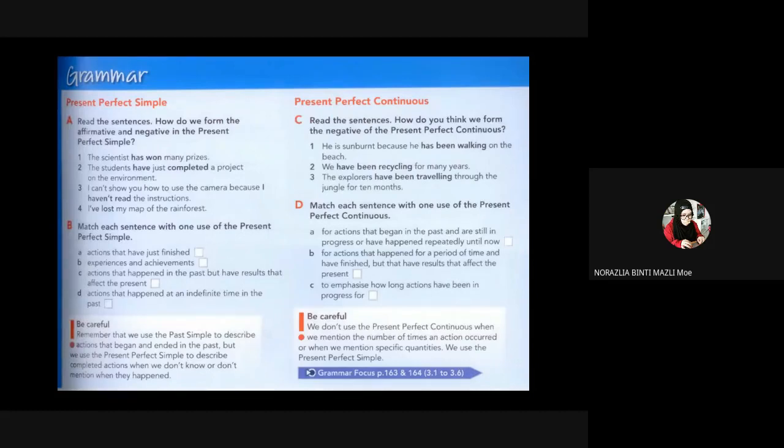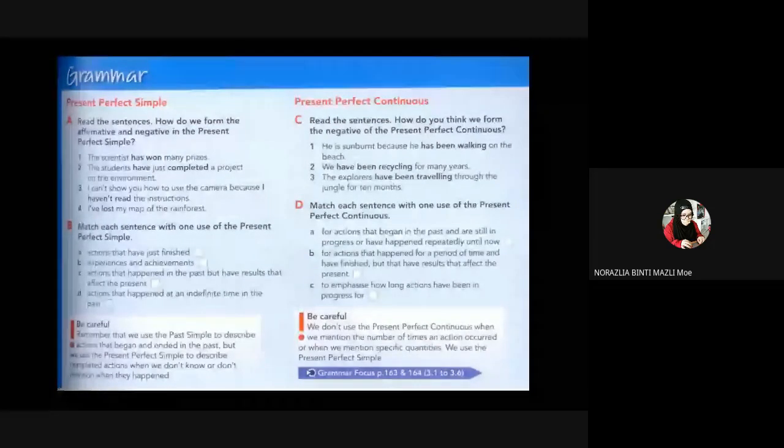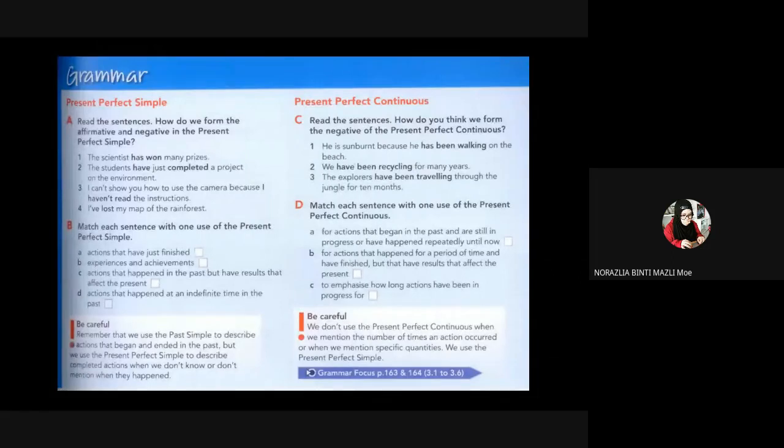Okay, sekarang kita tengok yang last one dulu. Be careful. Remember that we use past simple. Past simple yang lain tau. Past simple yang if I say I go, dia akan jadi I went. Okay, remember that we use the past simple to describe actions that began and ended in the past. Benda tu dah bermula dan berakhir waktu past. But we use the present perfect simple to describe completed actions. Benda yang dah habis. When we don't know or don't mention when they happen. Bila kita tak tahu ataupun tak sebut bila dia berlaku.